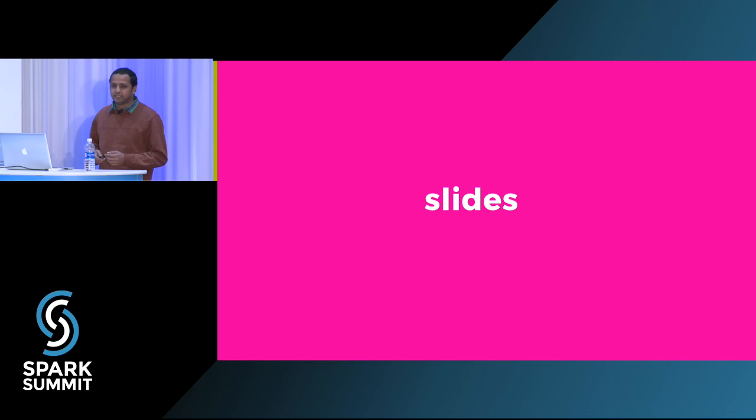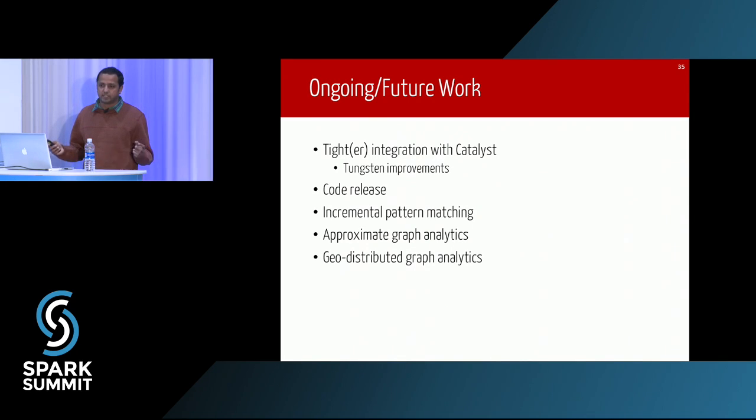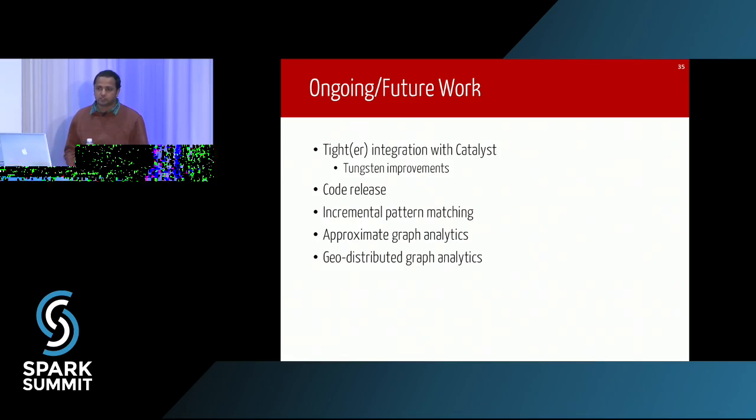And finally, all these data that I talked about are inherently geo-distributed. They are produced at multiple locations in the world. So can you do computations at those locations rather than bringing the entire graph to a centralized location?